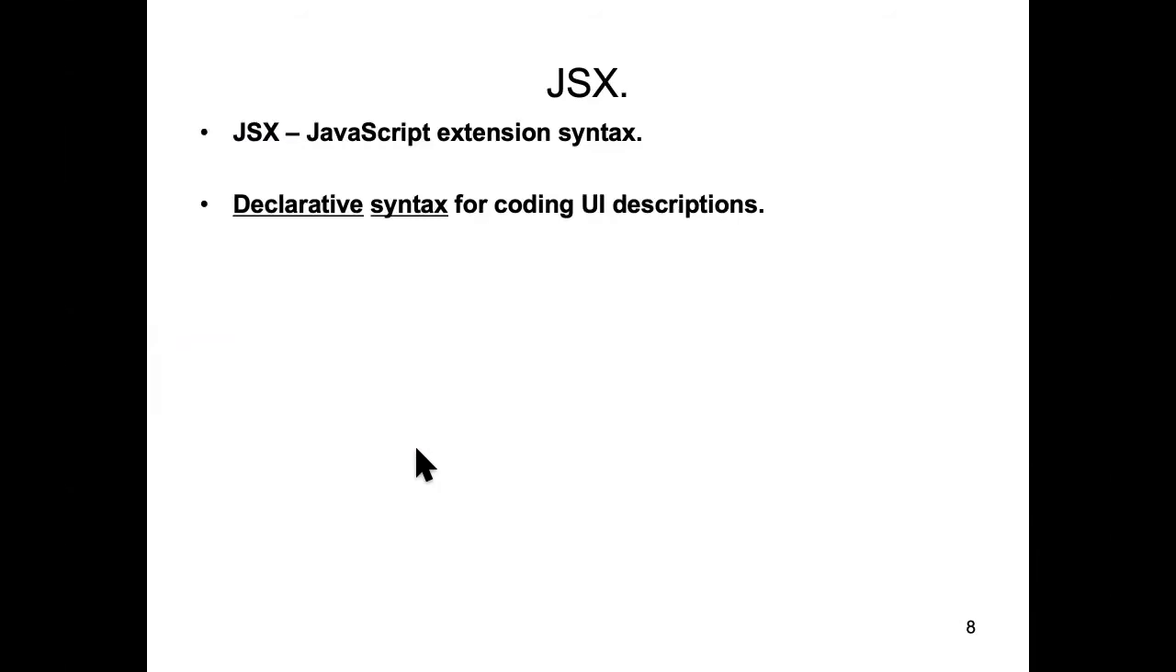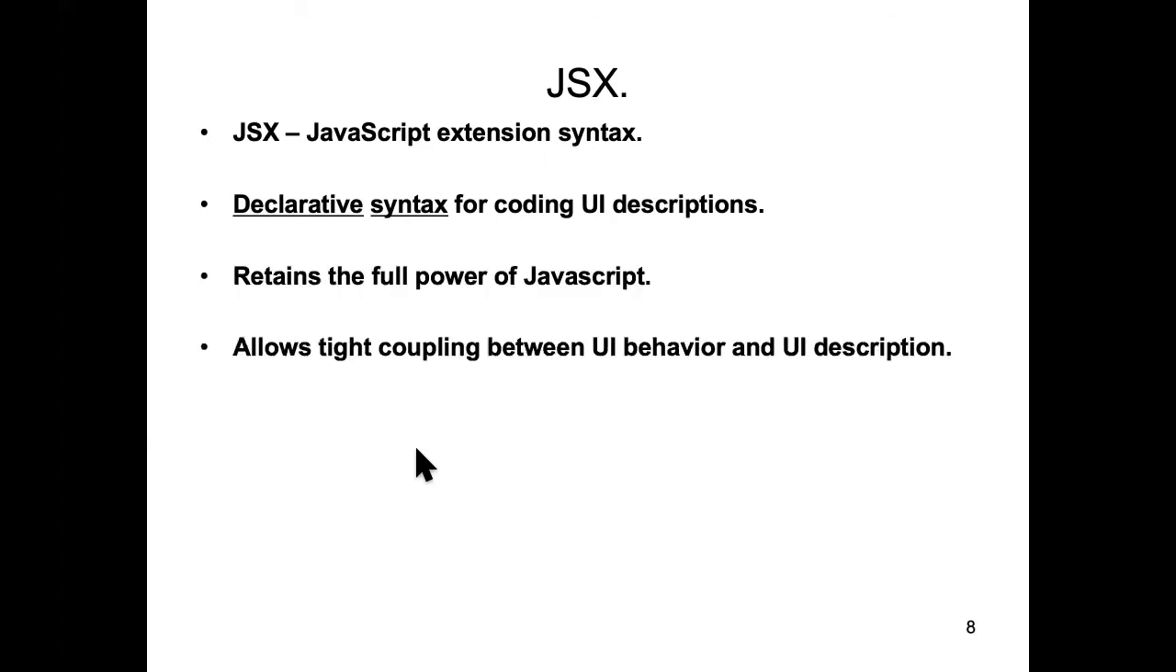JSX is an extension to JavaScript. It's a separate library actually, and it predates React, but the React team leveraged it. What JSX allows you to do is, rather than implementing your user interface description in an imperative or procedural way, you can implement it using a declarative syntax. And it's always easier, arguably anyway, to code stuff up declaratively than in an imperative or procedural way.